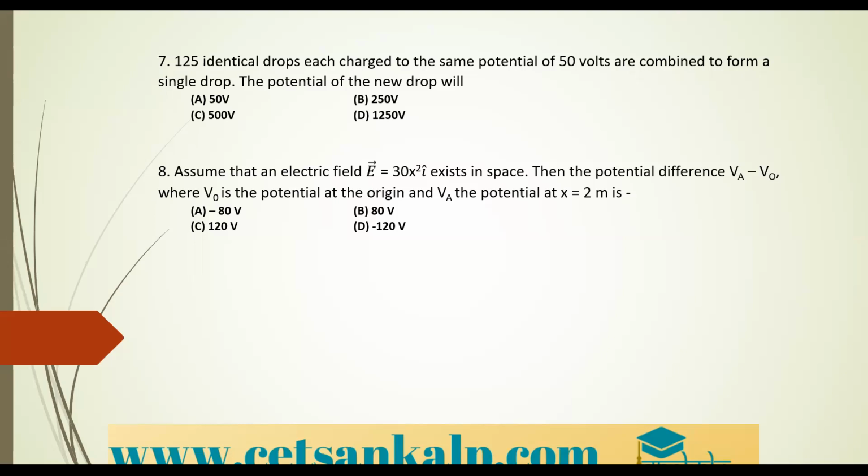125 identical drops, each charged to the same potential of 50 volts, are combined to form a single drop. So you have 125 identical drops, each charged to a potential of 50 volt. When they are combined to form a single drop, what will be the potential of the new drop that we need to calculate here? We have a direct formula to calculate this.